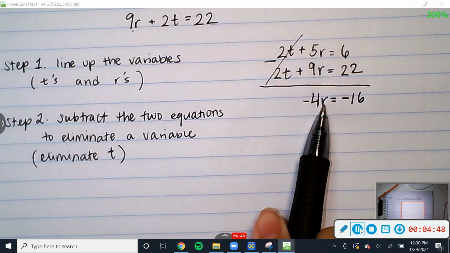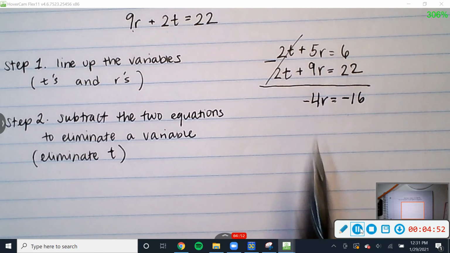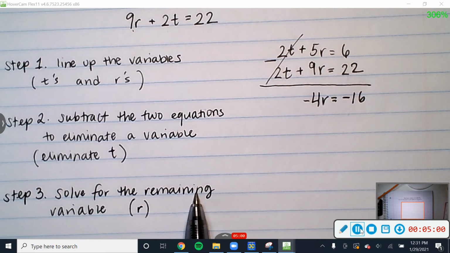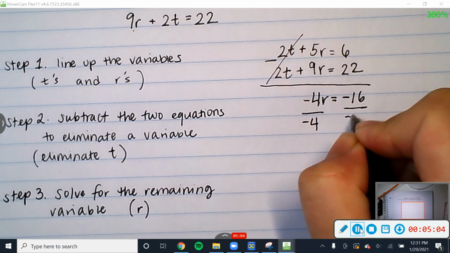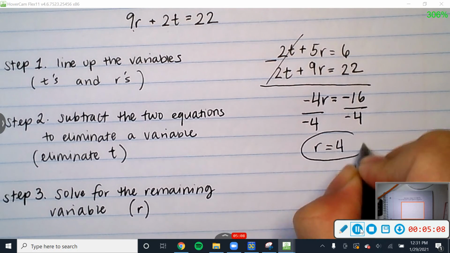Once we subtract, you can see this looks a lot more like an equation that we can solve. We can easily solve and figure out what r is. So I wrote out in step 3 here, we're going to solve for the remaining variable, in this case r. So I'm going to divide by -4 on both sides, and this tells me r is +4.